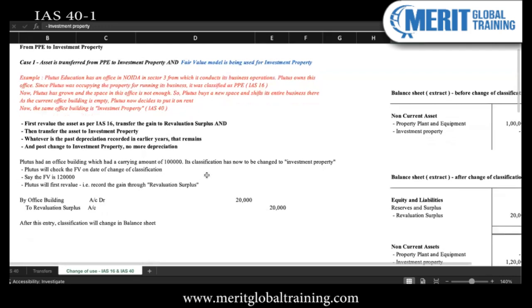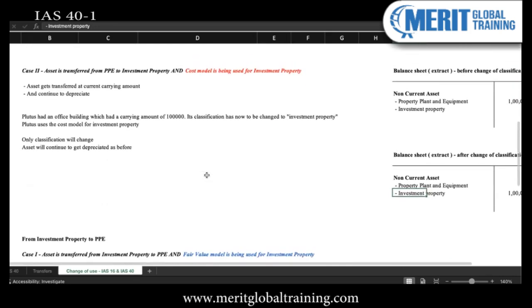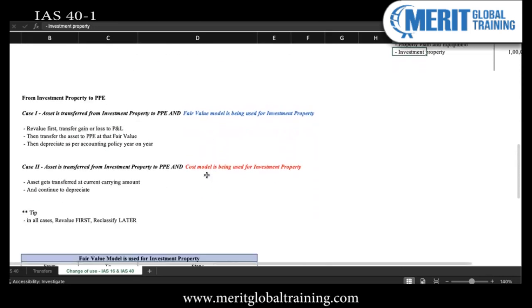Now, our operations have grown even further, and now we feel we can make one entire team sit in the old office and one entire team in the new office. So this old property which we had started giving out on rent, we cancel the agreement and we shift one team to this building. So now it has again gone from investment property to property, plant, and equipment.